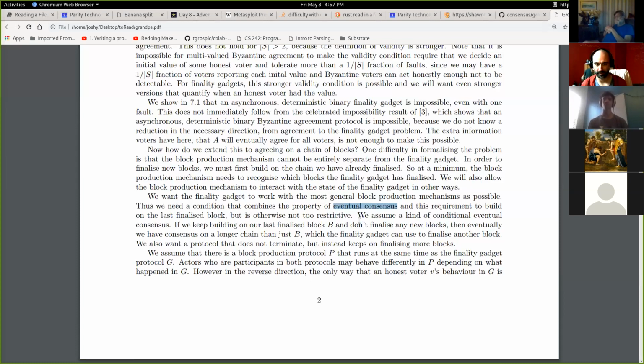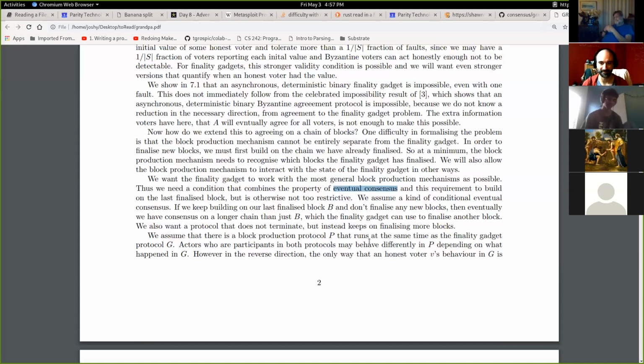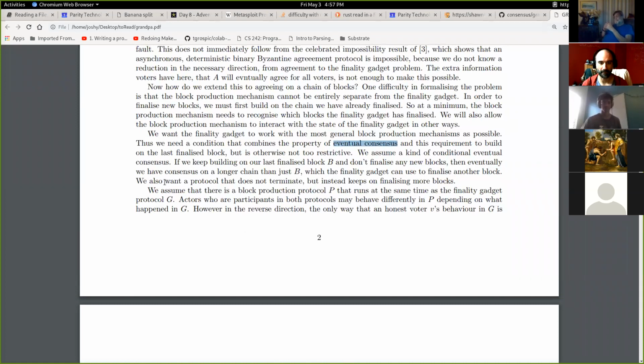Well, once we understand this, our original work can be generalizing it to block DAG consensus. We also want a protocol that doesn't terminate, but instead keeps on finalizing more blocks. So, we assume there's a block production protocol P that runs at the same time as the finality gadget G. G is the gadget, Grandpa, and P is this proof of work thing. Actors who are participants in both protocols may behave differently in P depending on what happened in G.